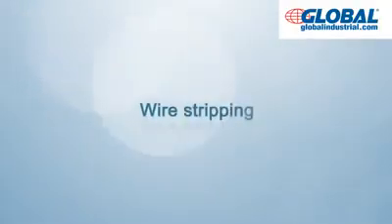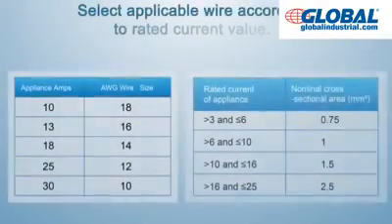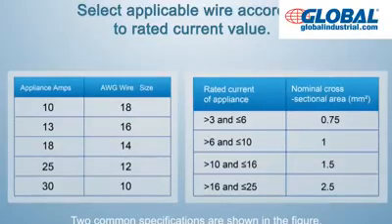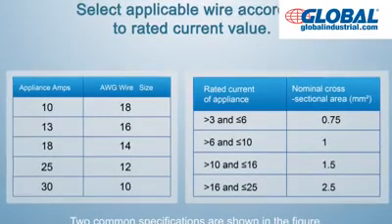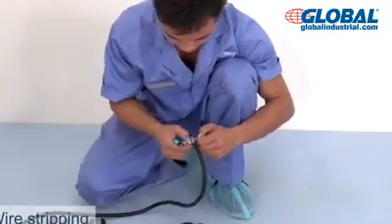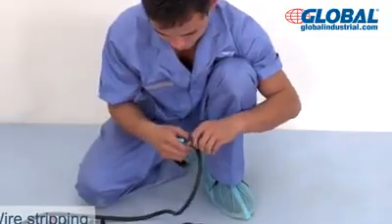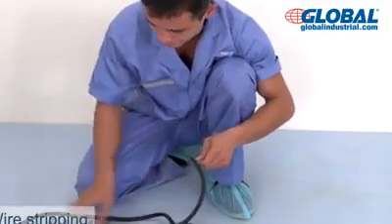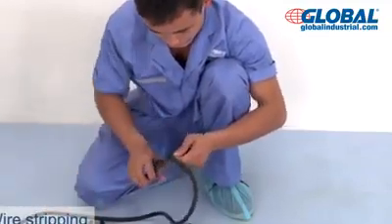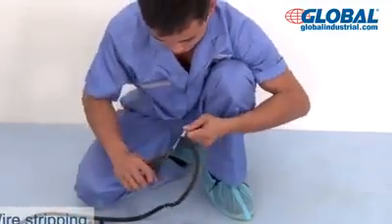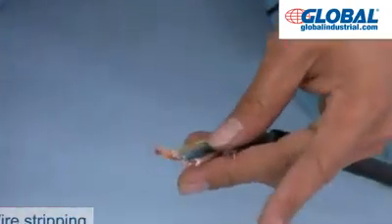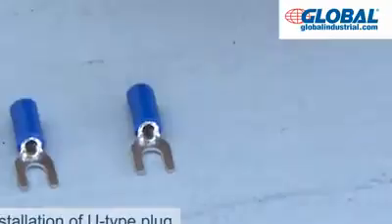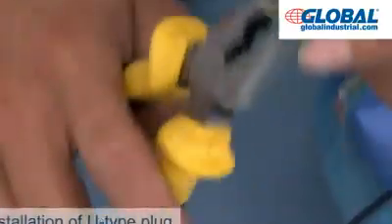Wire stripping. Select applicable wire according to rated current value. Two common specifications are shown in the figure. Strip the rubber skin at both ends of the connecting wire separately to uncover the connecting wire. Use a wire stripper to strip the wire core. Use a wire crimper to clamp the U-type plug, and pay attention to distinguish the L wire from other wires.